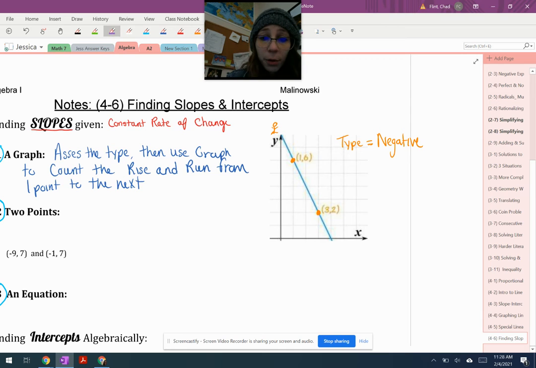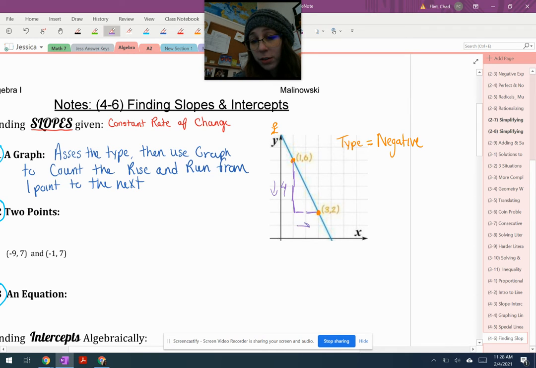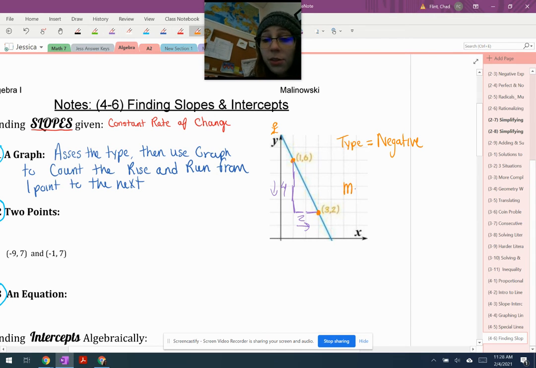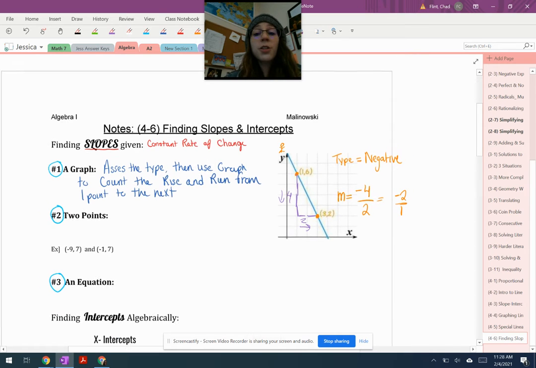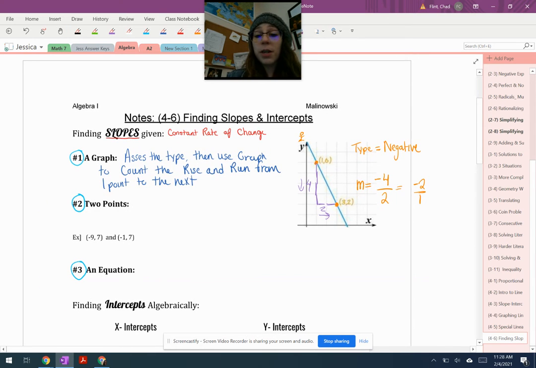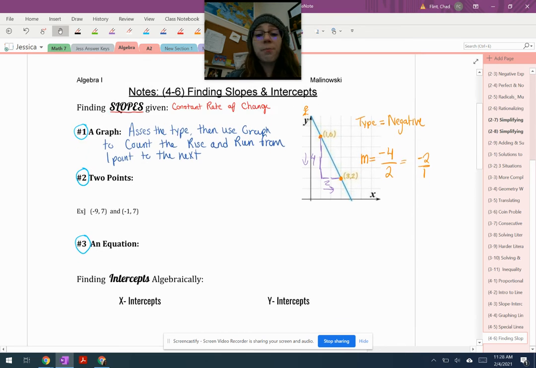Now I'm just going to count how many down I went, let's go purple. 1, 2, 3, 4, down 4. And I'm going over to the right 2. So that would give me a slope of negative 4 over 2, down 4 being the negative, which could definitely be simplified to negative 2 over 1. So that's how you do it using a graph. You just count, assess the type, and make sure your type matches your numbers. If you have a positive slope, you shouldn't have any negatives, and vice versa.